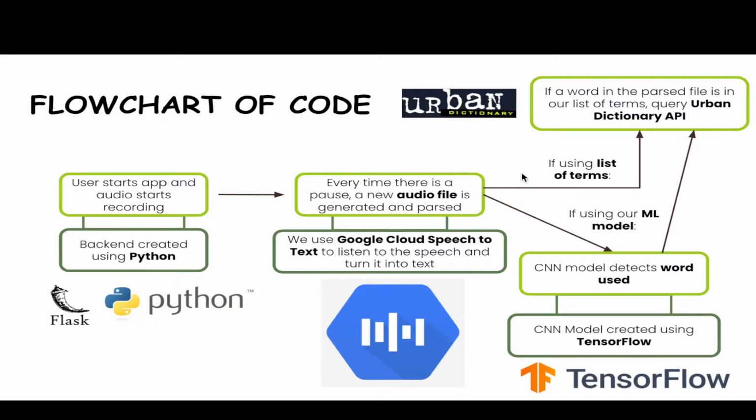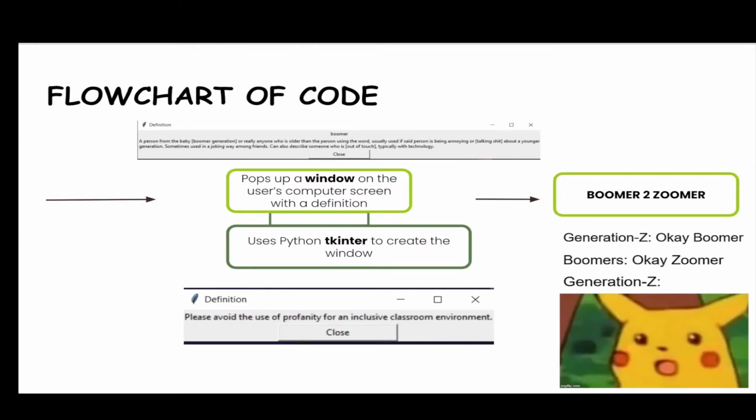And then if one of the words in the list, or multiple words, is used, then we will query the Urban Dictionary API if it is a slang word, or we'll use our ML model to detect if the word being used is a slang word or a derogatory word, etc. And we created this using TensorFlow. And finally, a pop-up window would show up on the user's screen, and it would have the definition, such as for boomer, or it would tell them to avoid using this term and explain why. And yes, then they can become a boomer2zoomer.